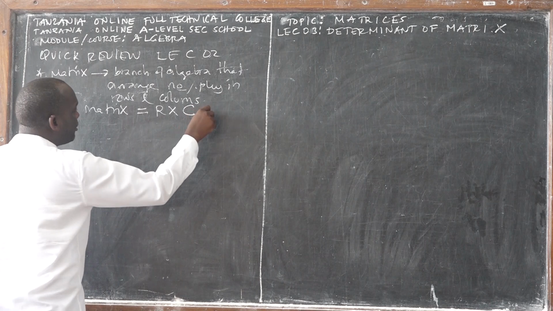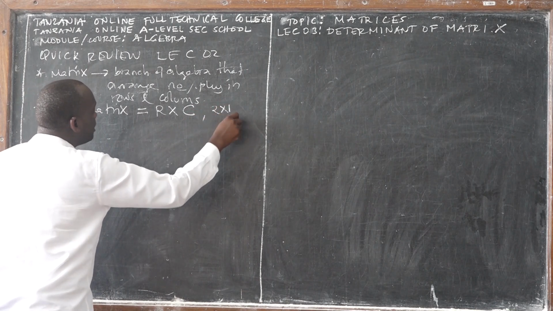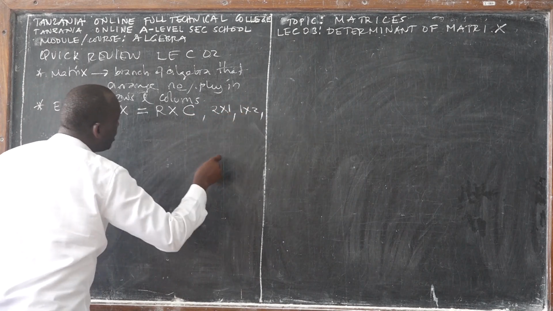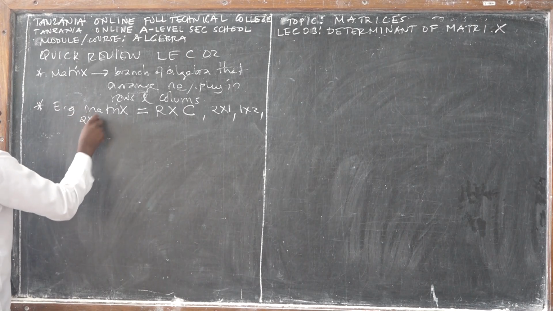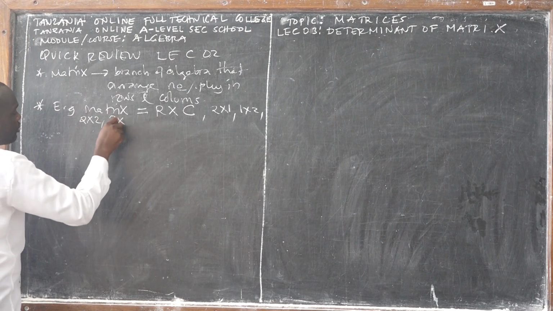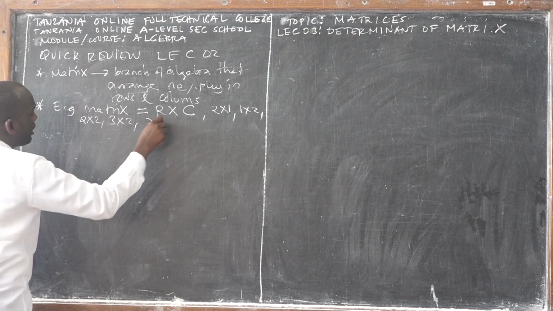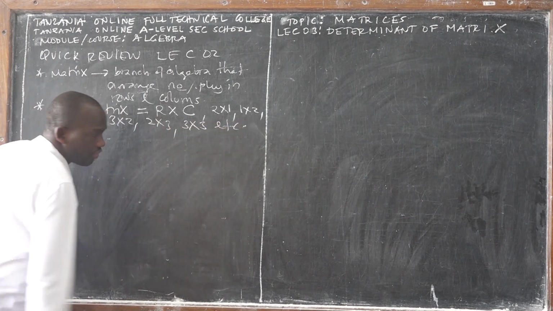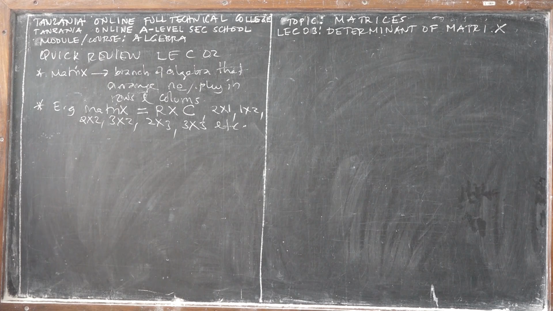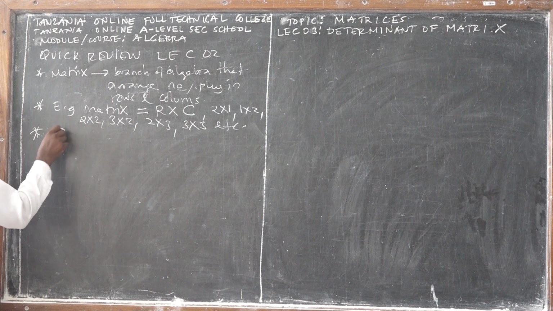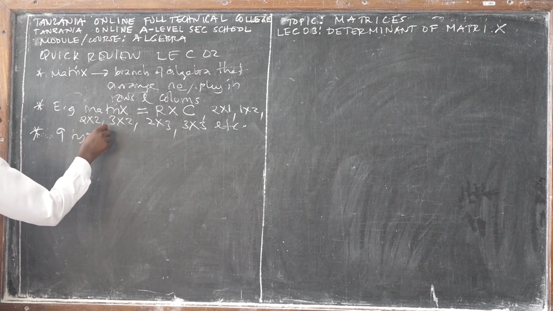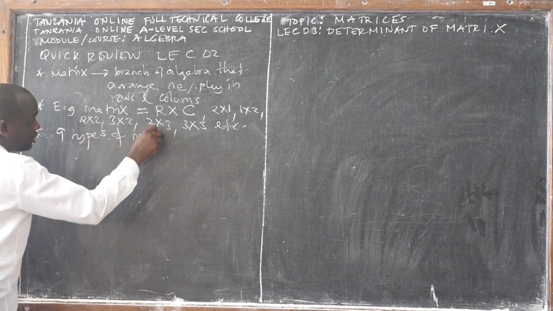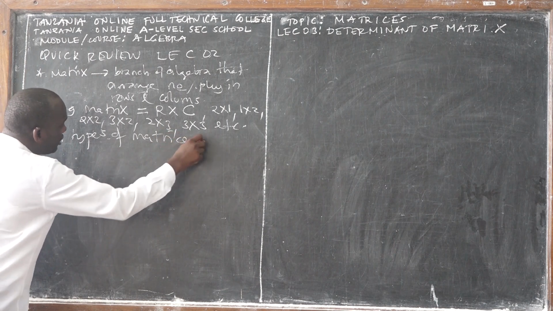We had a 2 by 1 matrix, a 1 by 2 matrix, a 2 by 2 matrix, a 3 by 2 matrix, a 2 by 3 matrix, a 3 by 3 matrix, and so on. Then I told you how many types of matrices there are: 9 types of matrices.